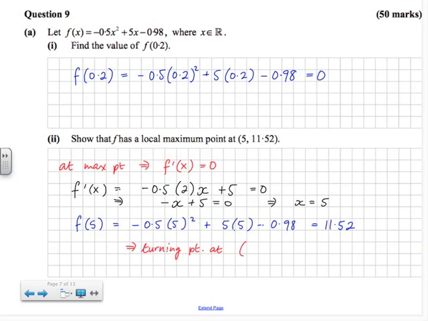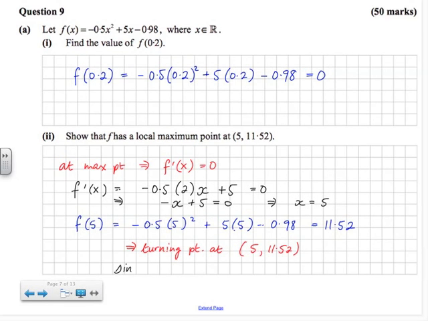Well, how do we know it's a maximum? Well, just because it's a negative quadratic, it must be a maximum. We could also get the second derivative and show the second derivative at this point is negative.